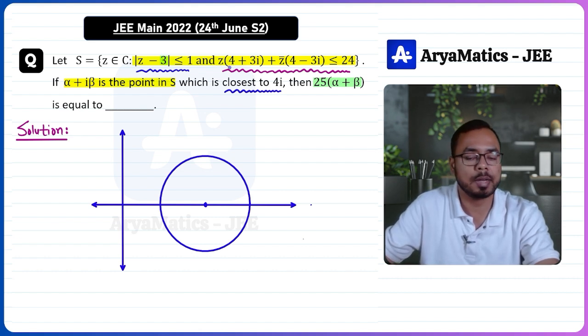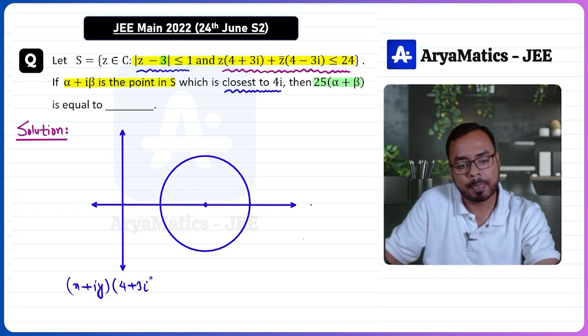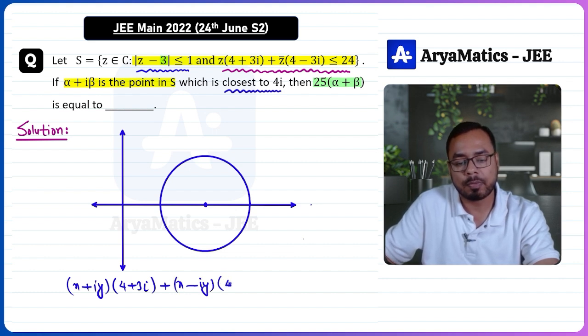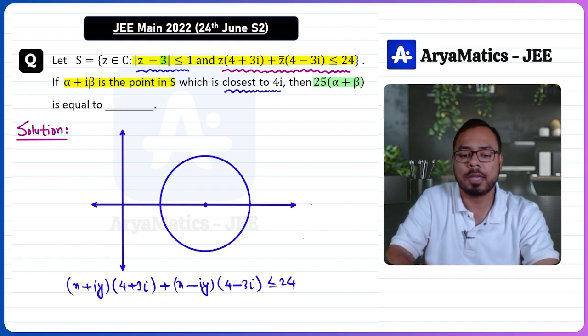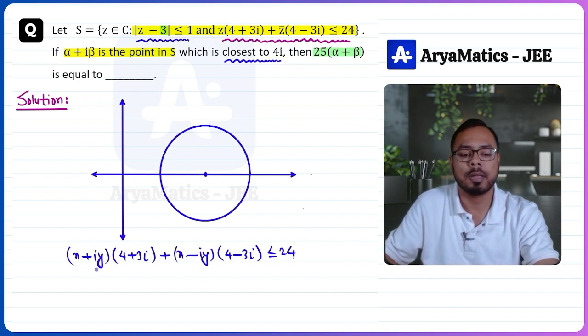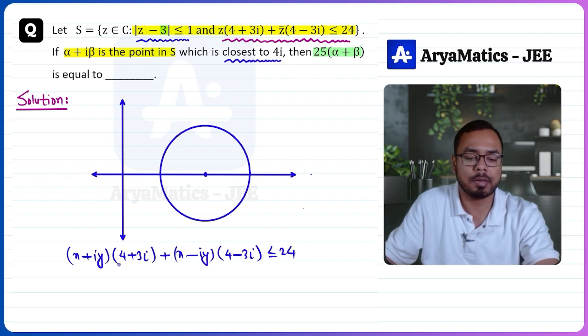So in place of z, let us substitute x + iy. So we have (x + iy) multiplied by (4 + 3i), and z̄ means x − iy, multiplied by (4 − 3i), and this should be less than or equal to 24. Now see here, the right hand side is a real number, so this inequality will make sense only when the left hand side is real. So that means the i term will cancel, right?